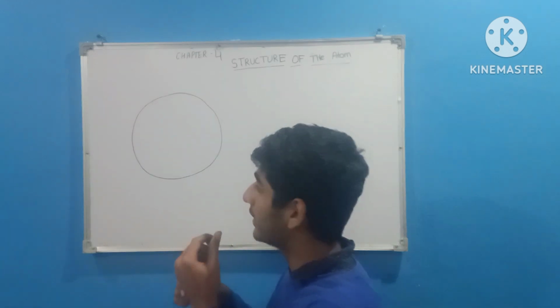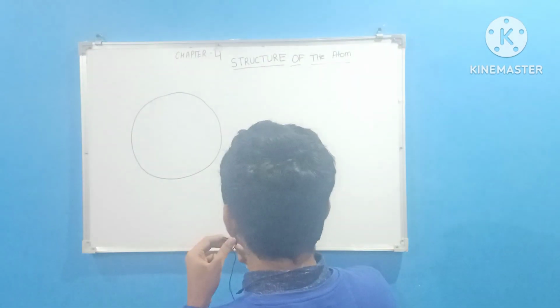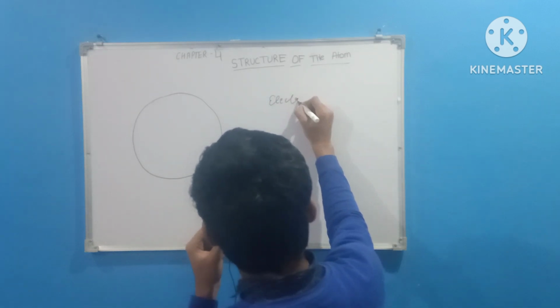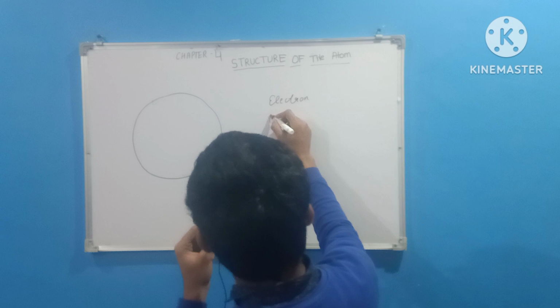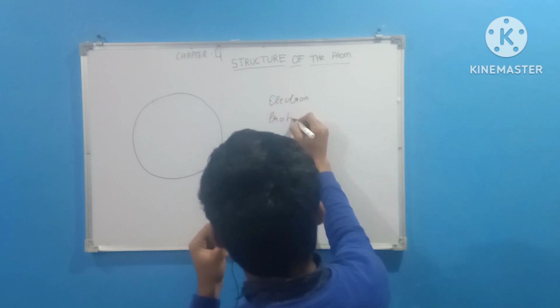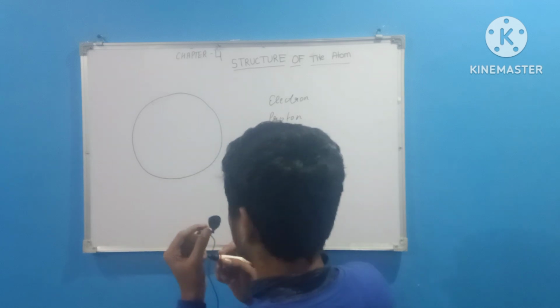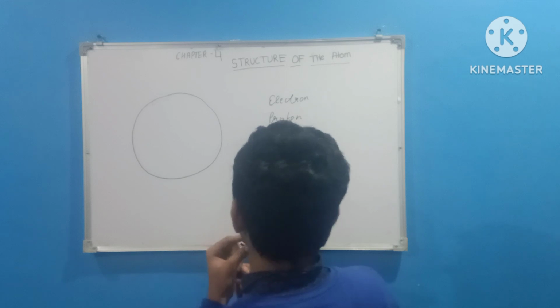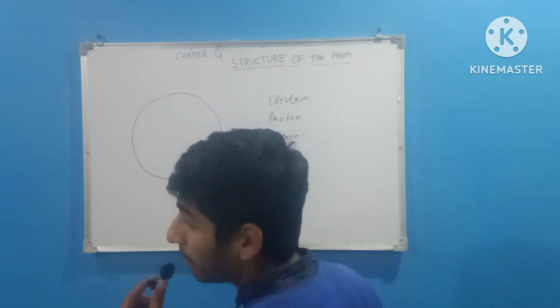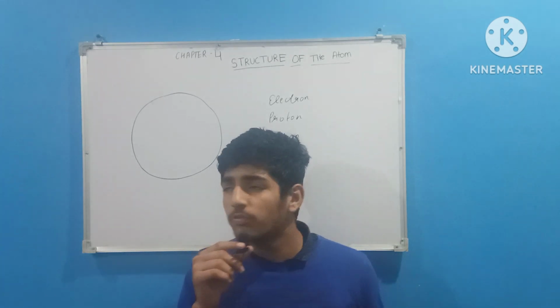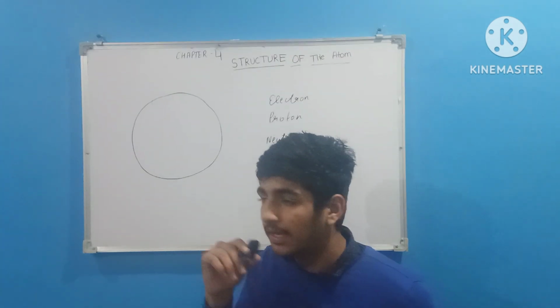into three subatomic particles of atom, which are electron, proton, and last is neutron. So in this chapter we are going to discuss these three. These are the subatomic particles of atom. So let us first talk about the discoveries of these three subatomic particles.